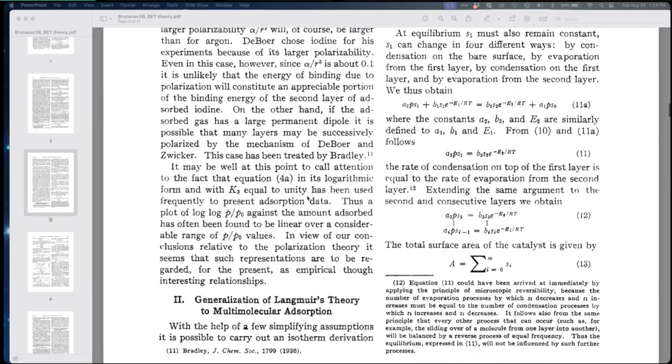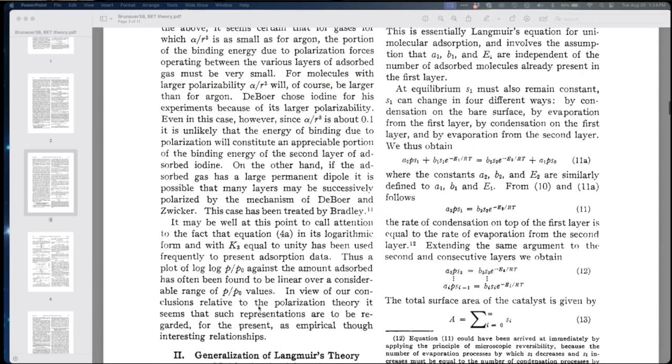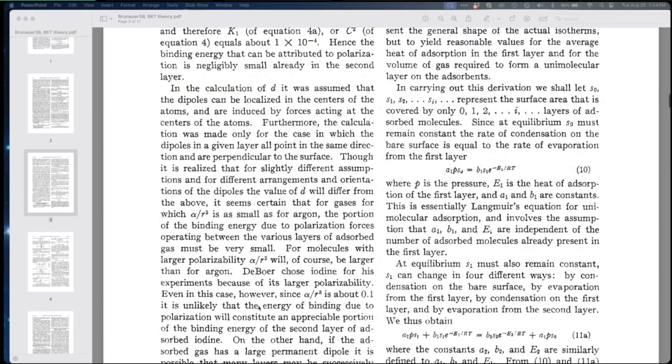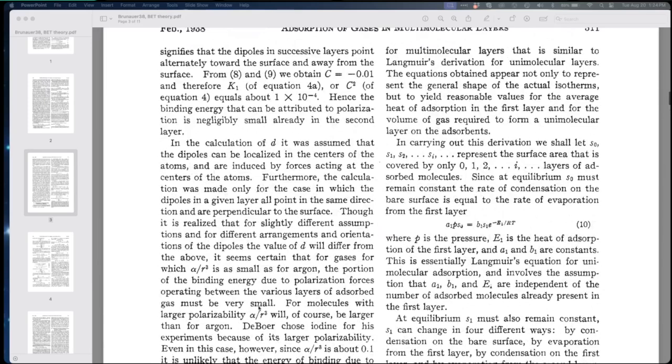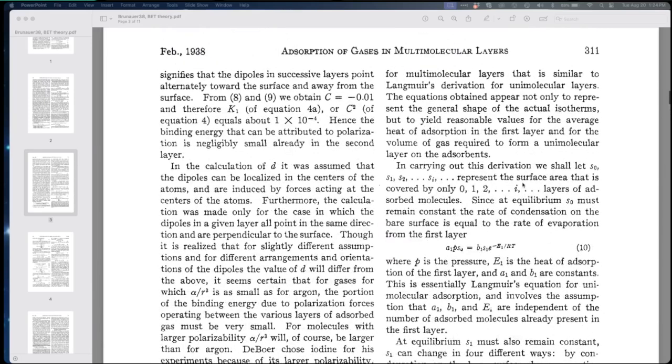And if you open up the original BET paper, you will see their derivation. And this one is just trickier, because you read this, and the first equation in this section that you see is we have this idea that we shall let S0, S1, S2, and so forth to Si represent the surface area that is covered by only these layers of adsorbed molecules.